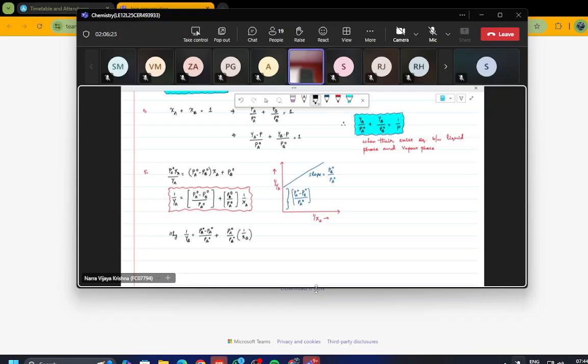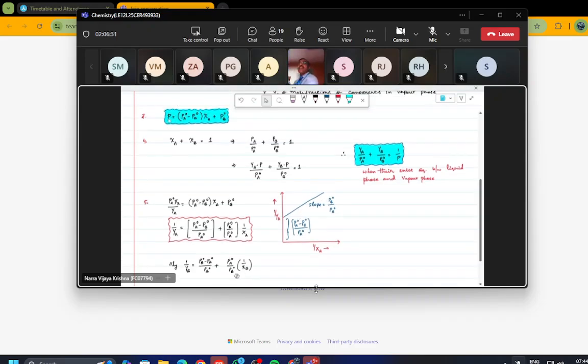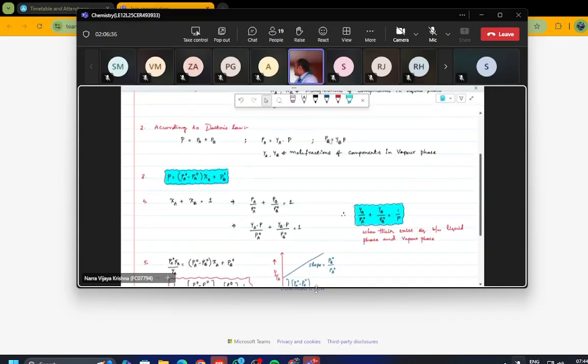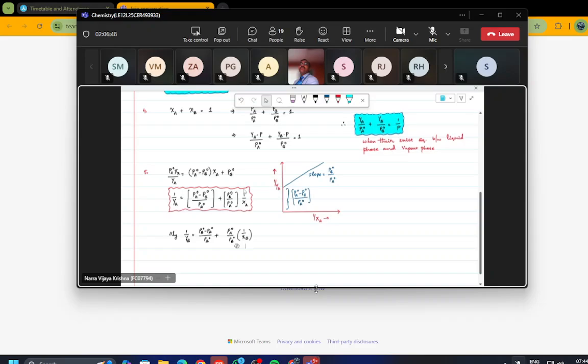Or if you want, do one thing. You want to plot graph between YB and XB. Means instead of P, what you will write? Instead of P, PB upon YB you will write. Instead of PB, PB naught into XB. So PB naught into XB upon YB. Plot the graph. Over. Response, sir.